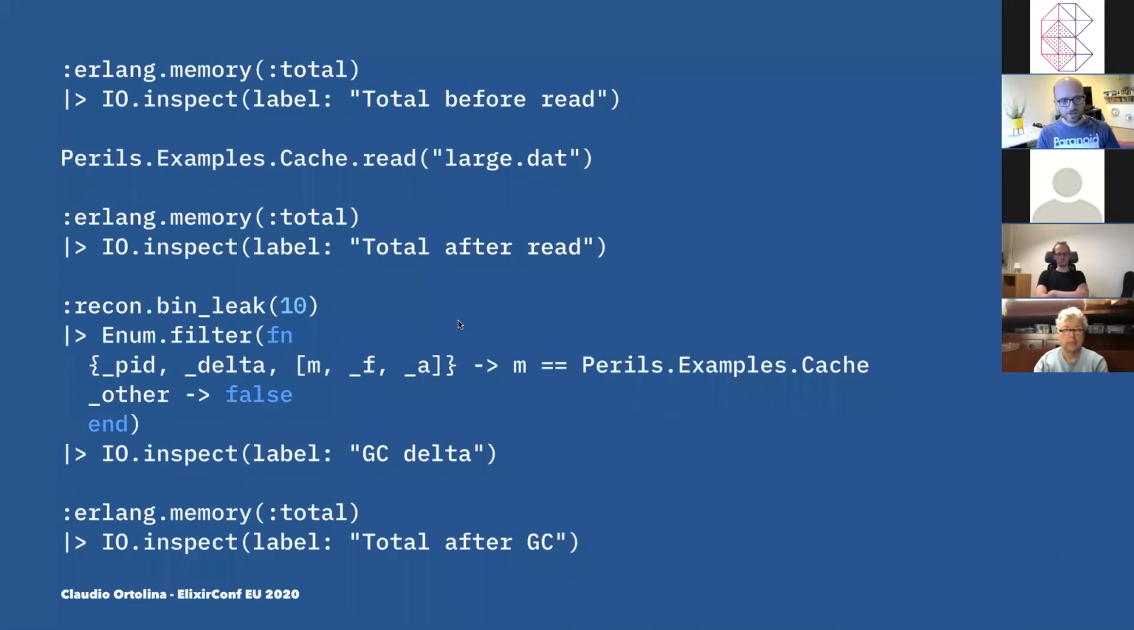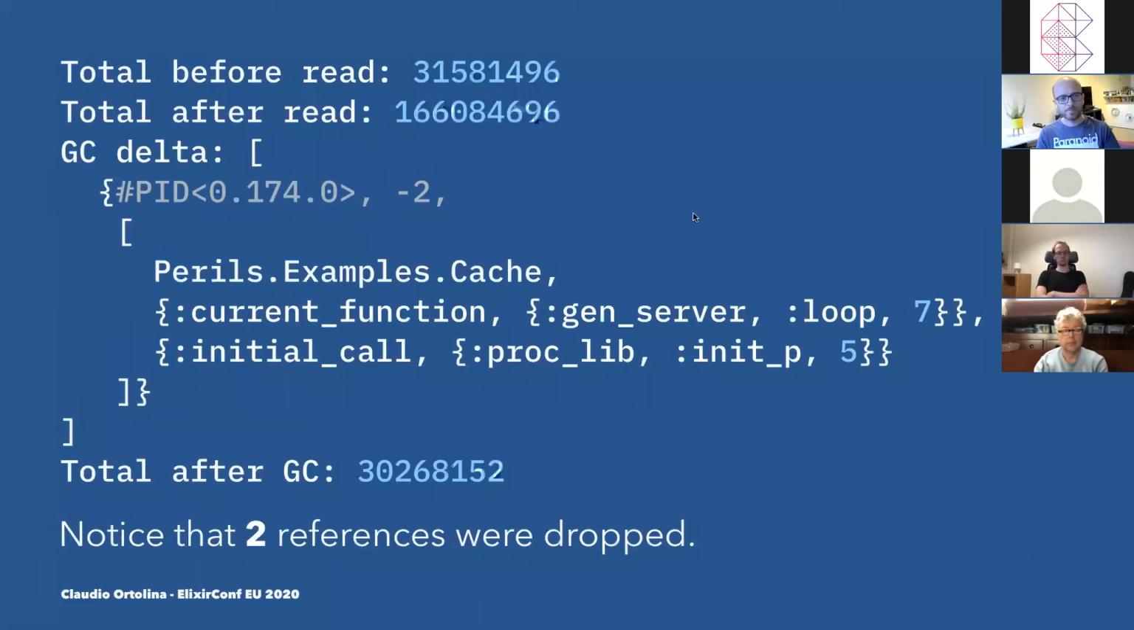So if I run this on an empty Elixir project that has just the code shown before and this example, the memory is roughly 30 megabytes here and 166 here, and suspiciously the difference is close to the size of the file that we have. The delta shows that the cache process, when you run recon bin_leak, reports 2 references collected from this process. It means this process released 2 references to the binary after garbage collection.